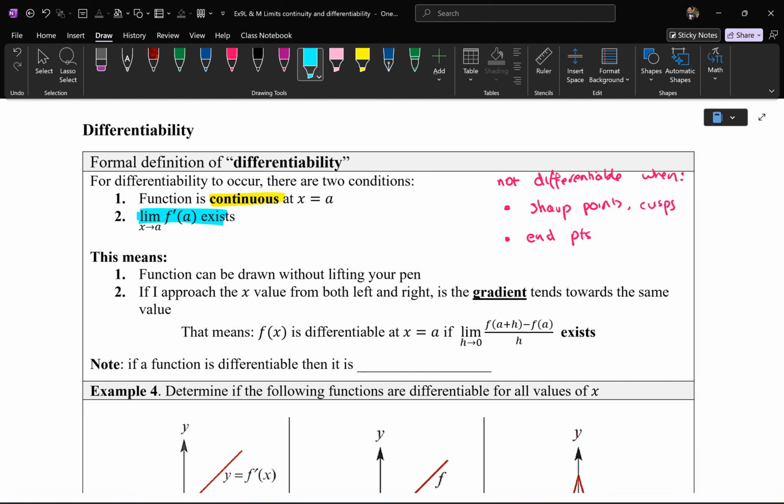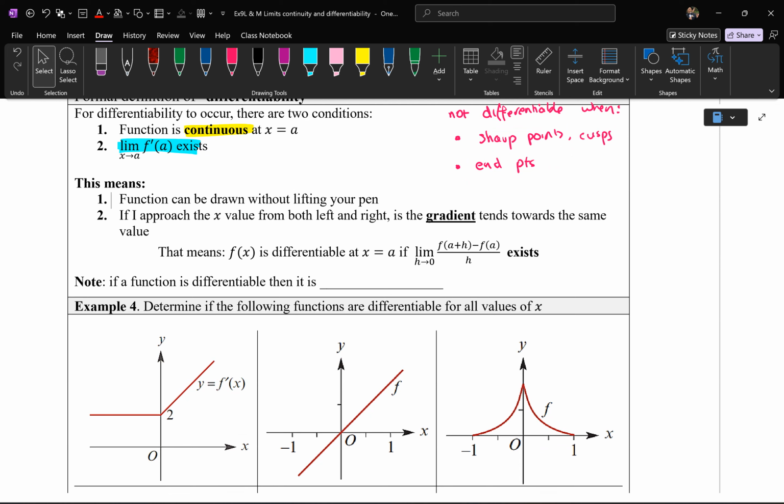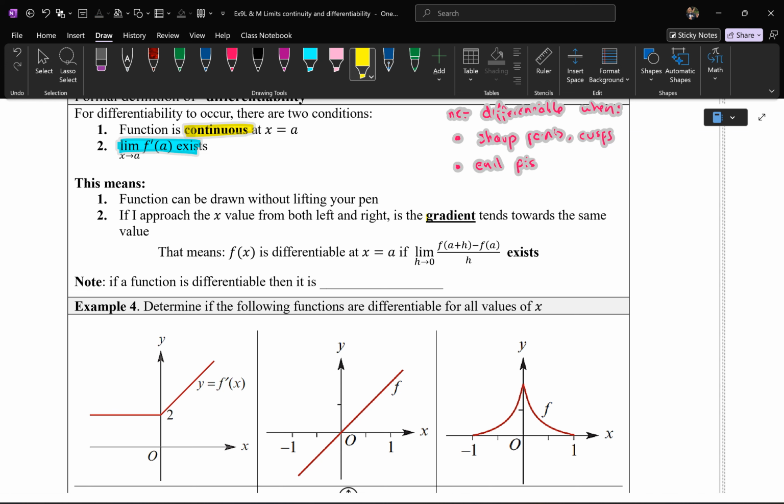Function can be drawn without lifting your pen. That's what condition number 1 really means. Is it continuous? Number 2, if I approach the x value from both left and right, is the gradient the same? That's it. Does a limit exist for the gradient as well at that particular point? Yeah? So, here we go.